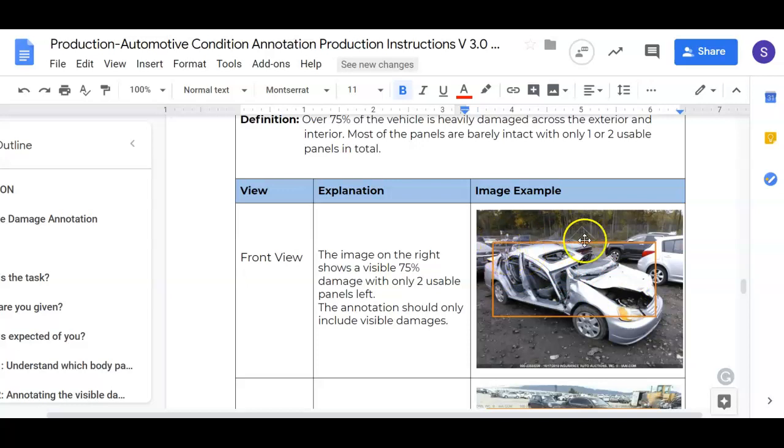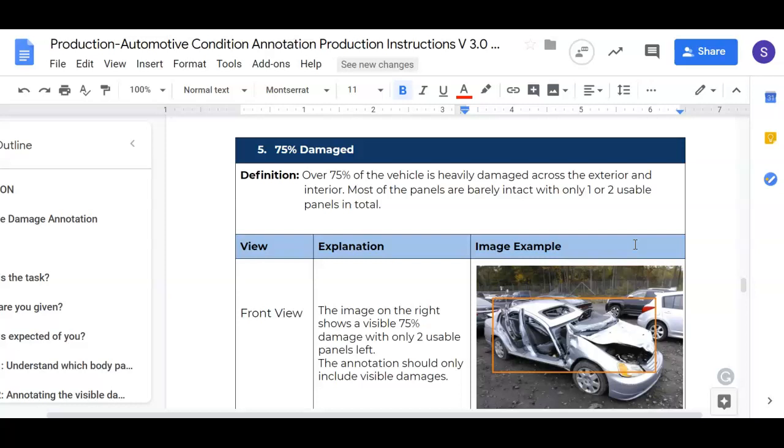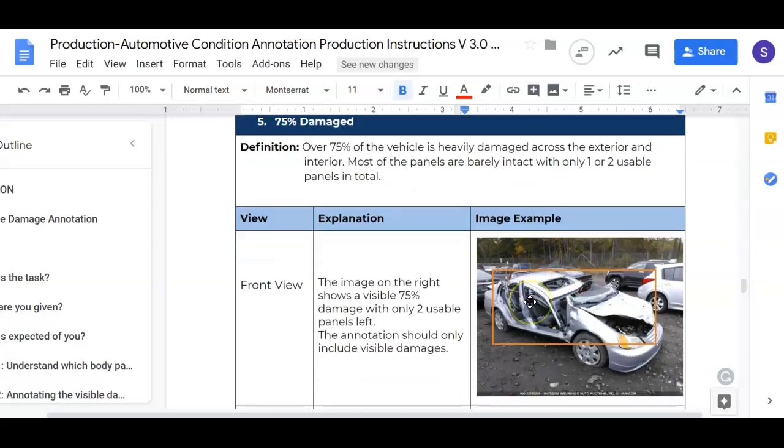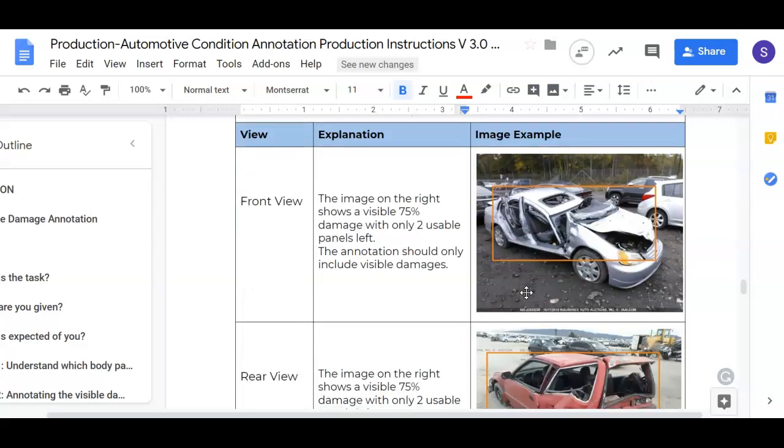Okay, so obviously box until where you can see the damage. See how we have left out the wheels, because flat wheels are not considered as damage, so you don't include the wheels here. So just annotate where the damage is supposed to be. Okay, and make sure you do the selection for it to be 75% damage, because from the way we look at it here, 75% of the vehicle is heavily damaged.